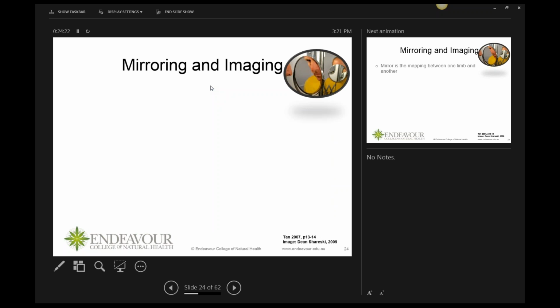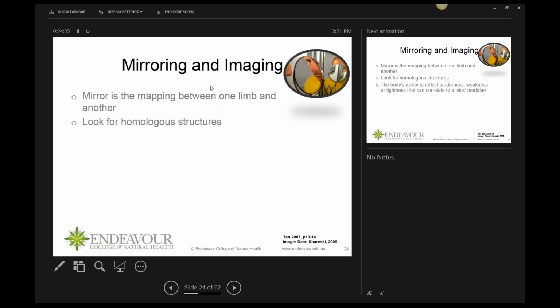So then there's the concept of mirroring and imaging. So mirror, he said we use it for limbs. So this is the mapping of one limb to another. So again, an arm to a leg to an arm, etc. Look for your homologous structures. So look for the structures that are the same. So the hip sort of looks like the shoulder, and the ankle sort of looks like the wrist. So they're a decent mirror of each other. And it's quite remarkable the body's ability to reflect the tenderness and weakness and tightness that can correlate to the problem in there.